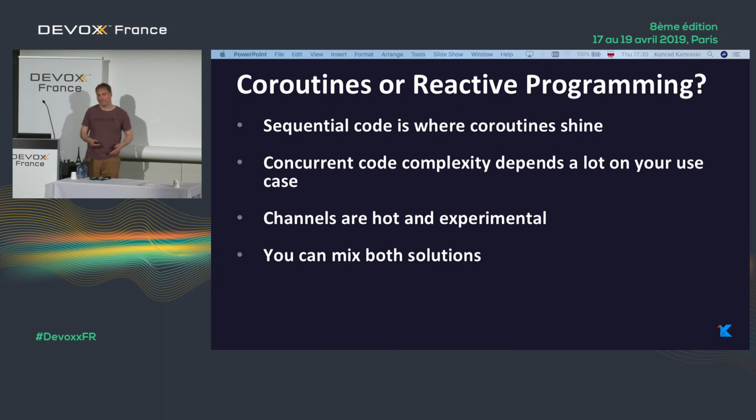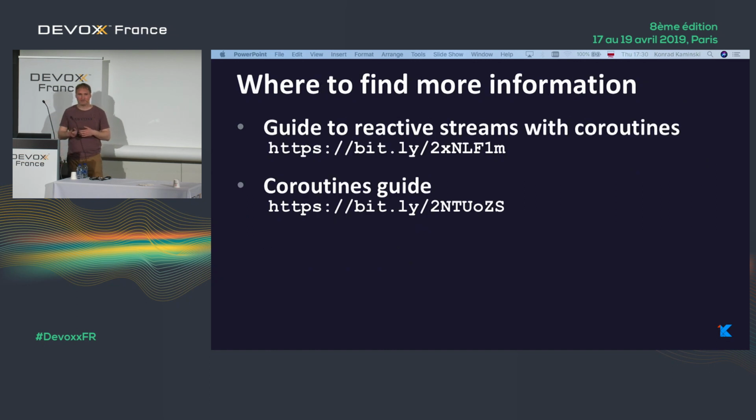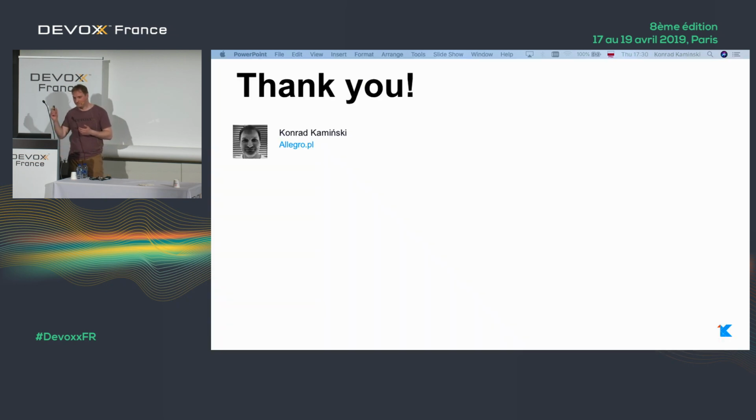If you want to know more, there are two nicely written guides that cover these topics. The first one is actually targeted at reactive streams. This is the Guide to Reactive Streams with Coroutines. And the other one is a general coroutines guide, but it also contains a lot of information which may be useful. That's all from me for today.